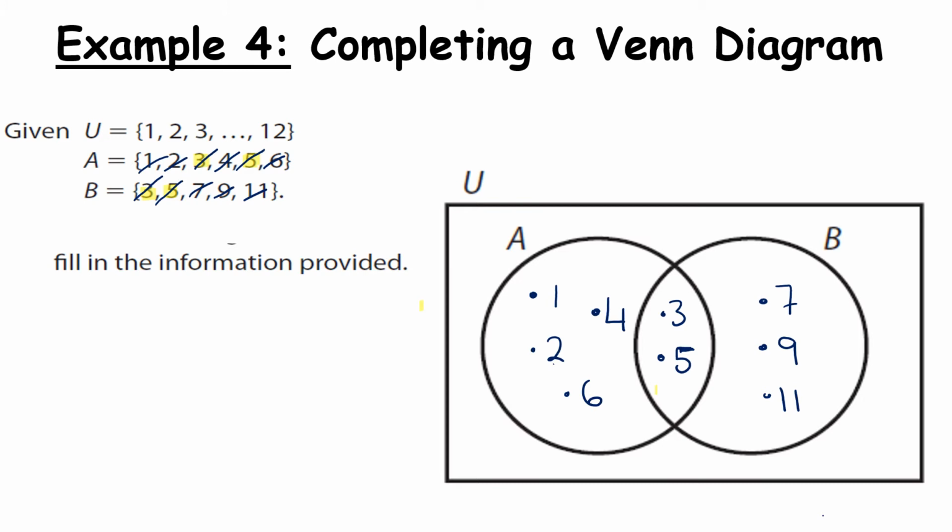So we have 1 included, 2, 3, 4, 5, 6, 7, 8. Now, 8 is not in set A or set B, but it is in our universal set, so it's placed out here. 9 is in set B. There is no 10, so we'll include 10 here. 11 is there, and finally 12. So just double check to make sure there are 12 elements in here. 1, 2, 3, 4, 5, 6, 7, 8, 9, 10, 11, 12.